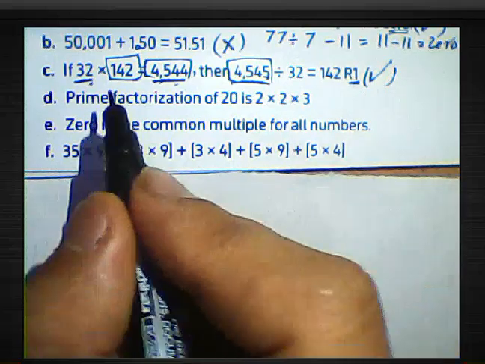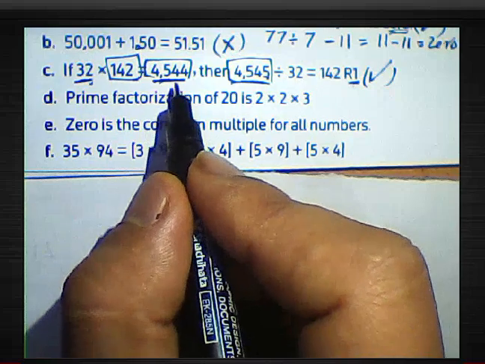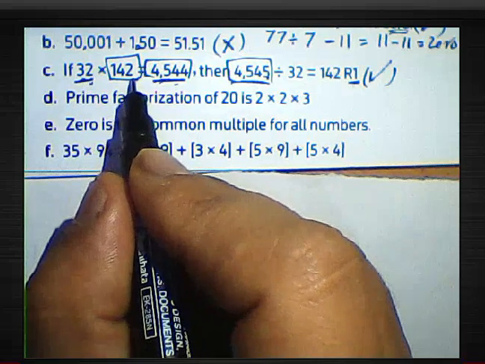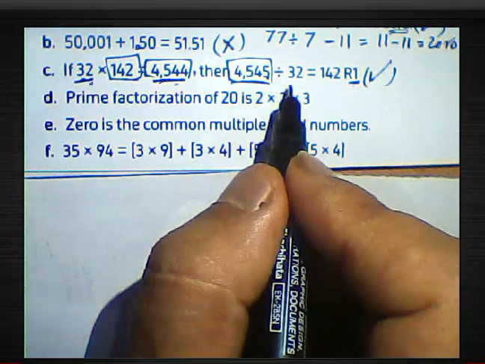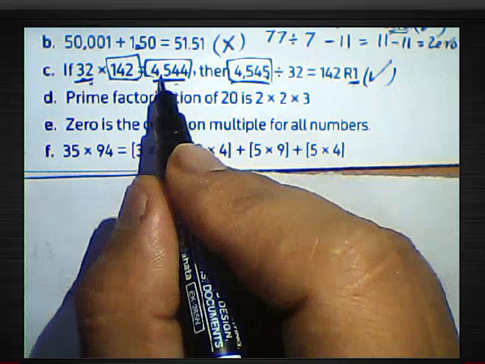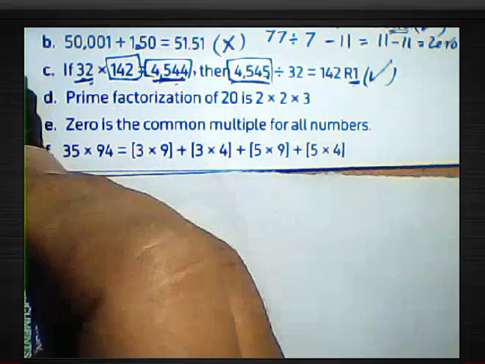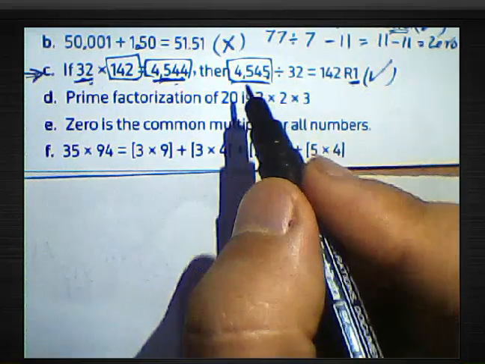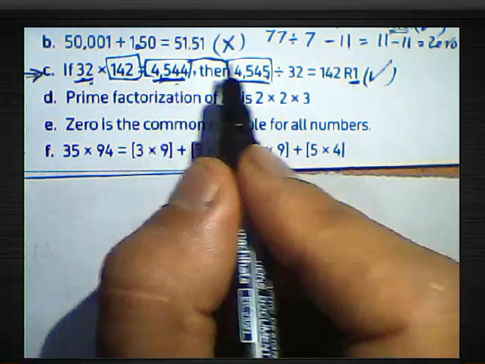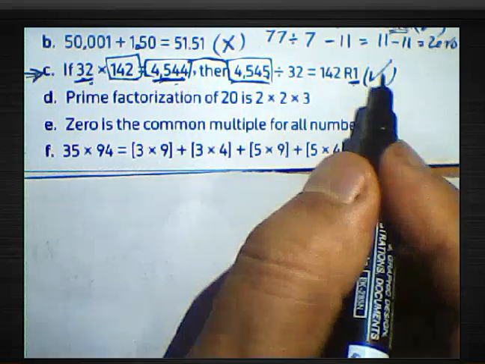Again, we know 32 times 142 equals 4,544. Then if we divide 4,544 by 32, the result must be 142. But in this example, he divided the next dividend by 32, so the remainder will be 1. Again, in letter C, if you want to find the remainder of the next operation, you must find the difference between the first number and the greatest number here, the dividend. Since the result is 1, the difference between them is 1, so it will be true.